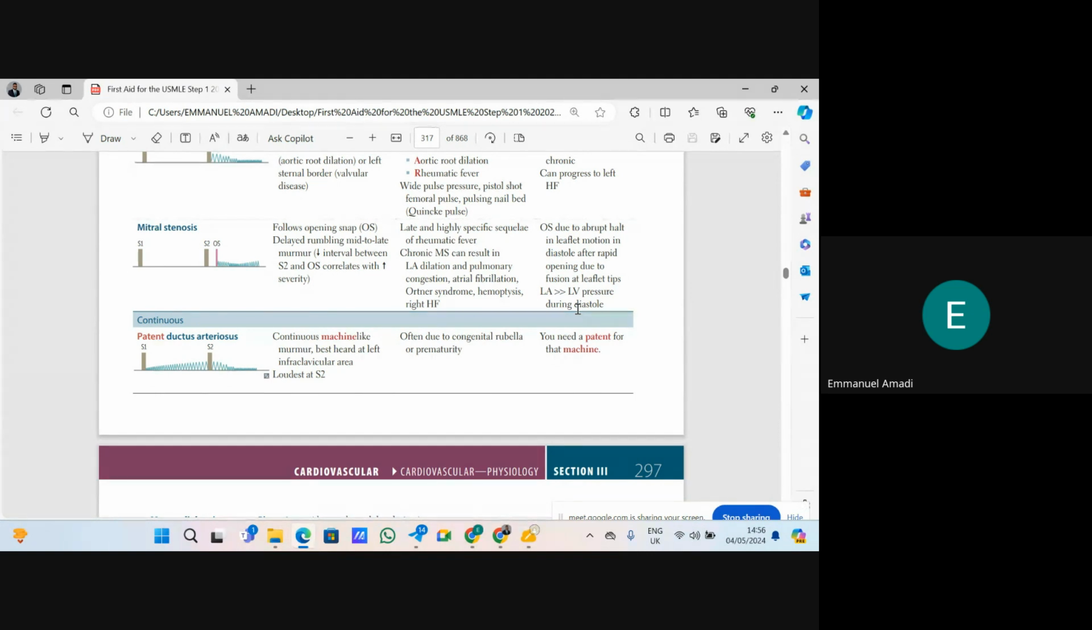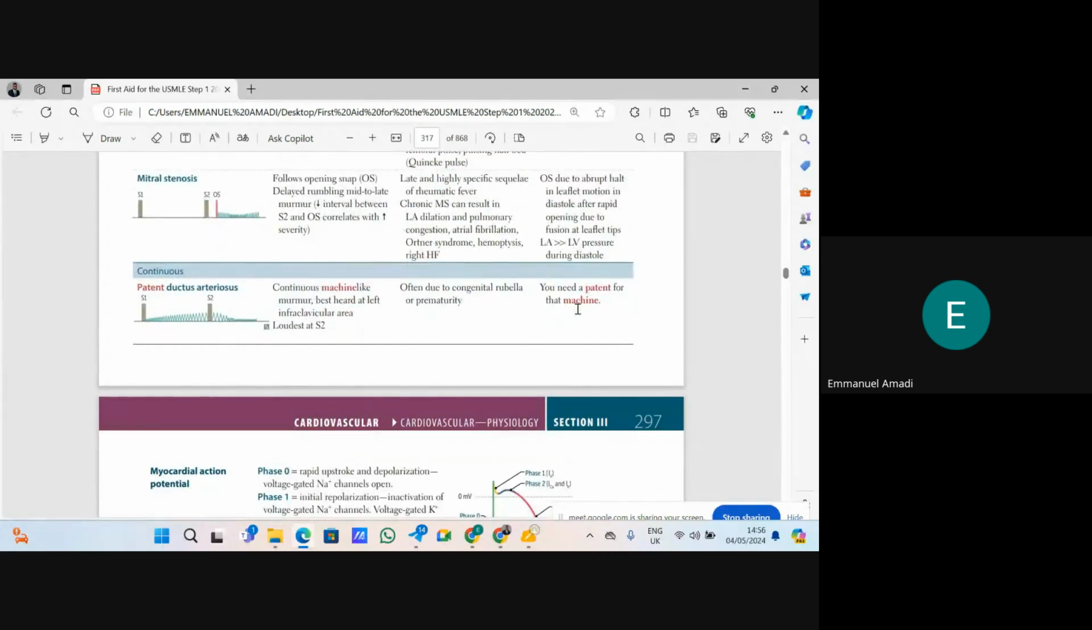But if the S2 is heard and it took a while to hear the opening snap, it means that disease is just starting because the atrium has not had a lot of pressure. So it is still trying to build momentum to be able to force open that valve.